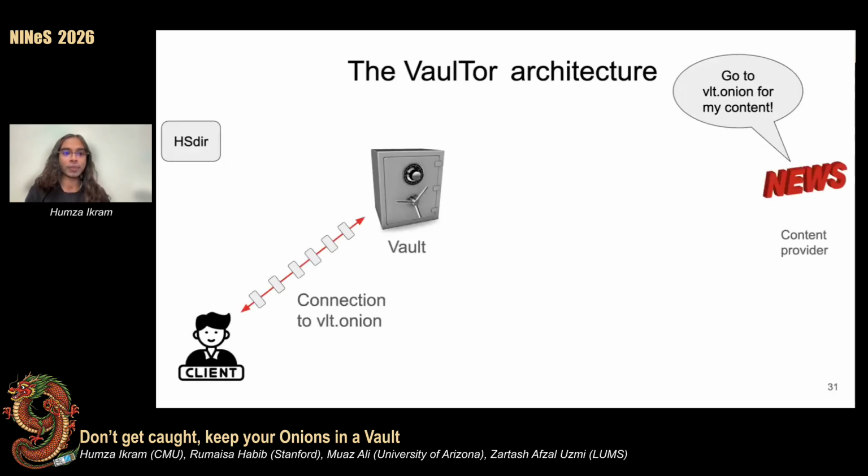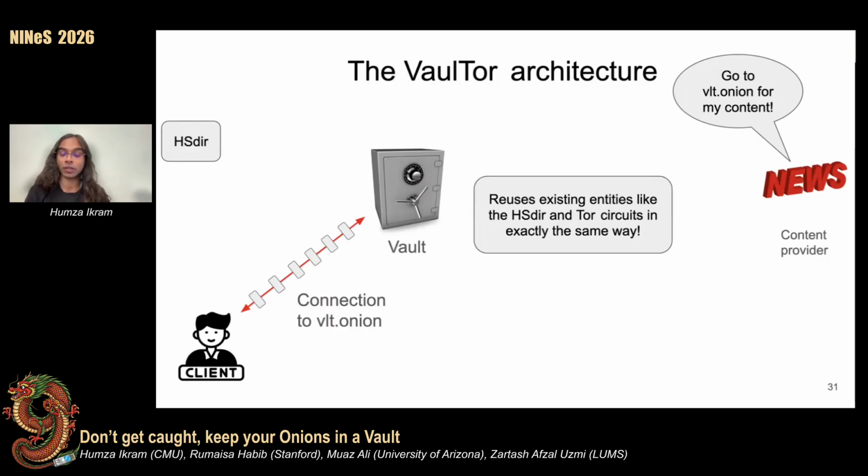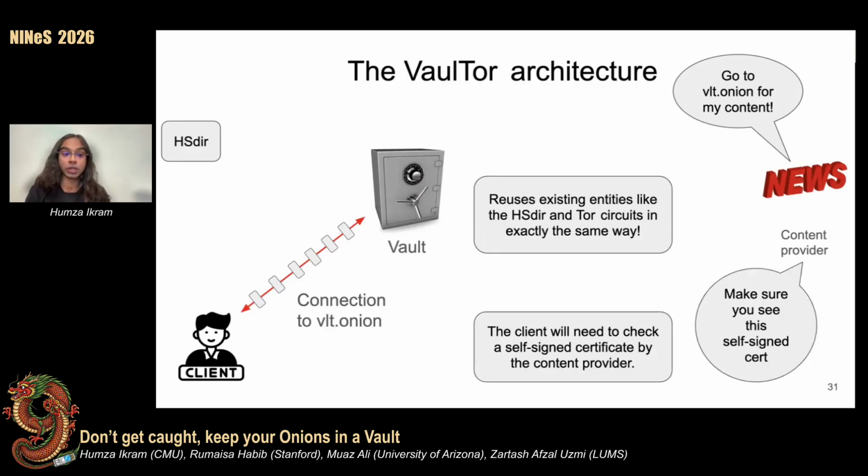This bootstrapping of a vault all just uses the same Tor circuits, 6-hop, exactly the same way. It uses HSDirs in exactly the same way. The only difference is that the content provider might need to publish a self-signed certificate, but they'll do it in the same way as vlt.onion, like they'll publish it along with the onion URL. So it's just a minor extension to your browser.